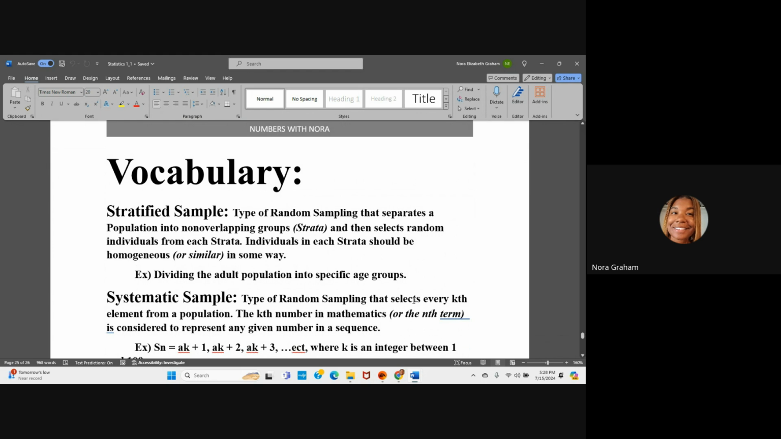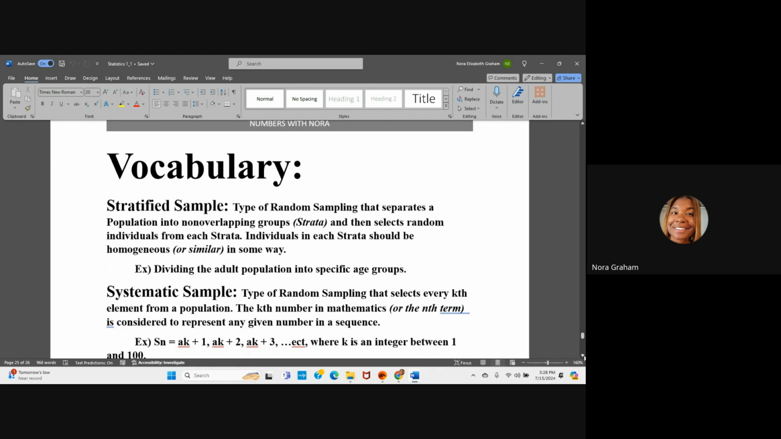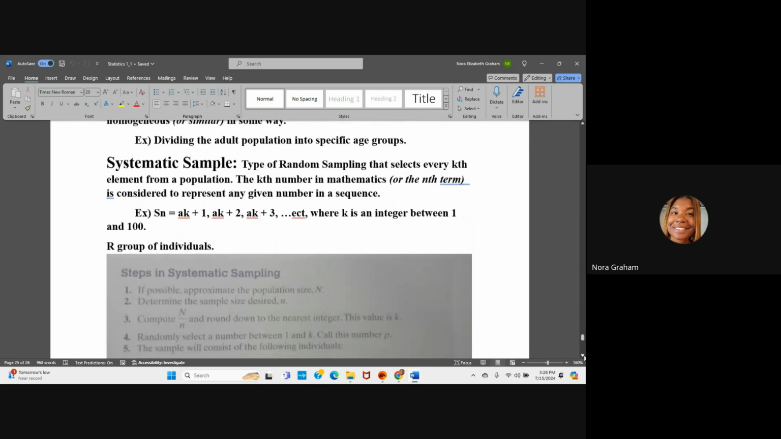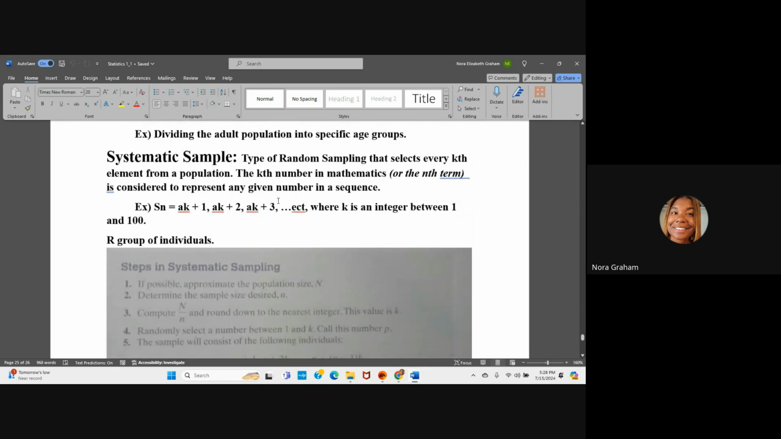So the next one is going to be a systematic sample. This one is kind of tricky because it does have a little bit more math lingo in it. So our systematic sample is a type of random sampling that selects every kth element from a population. And I'll go over what that kth means in a second.